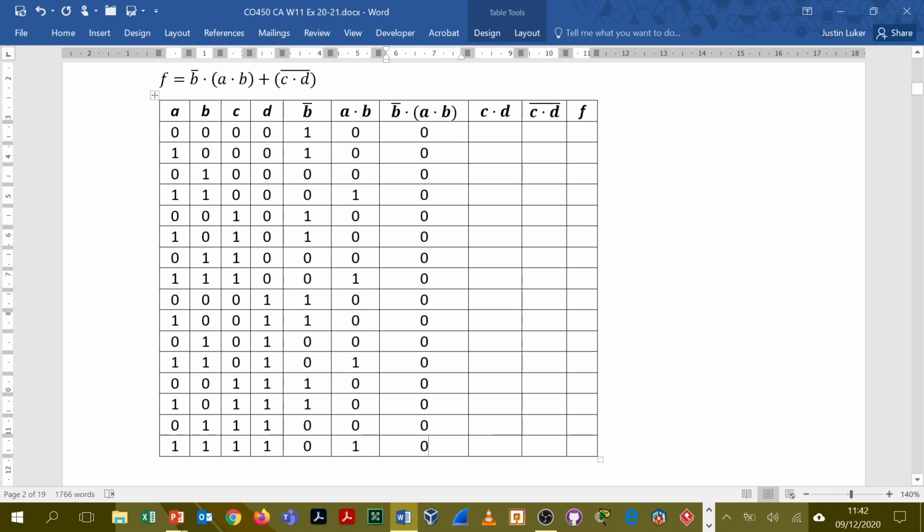So there is never a combination where we have not B and A and B producing a 1 output. So it's all zeros. Interesting. So on the other side we have not C and D. So we first need to work out what C and D is, and then we can invert it.